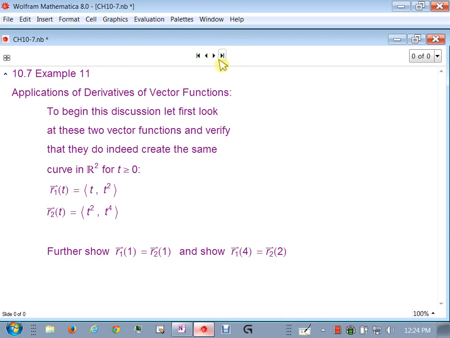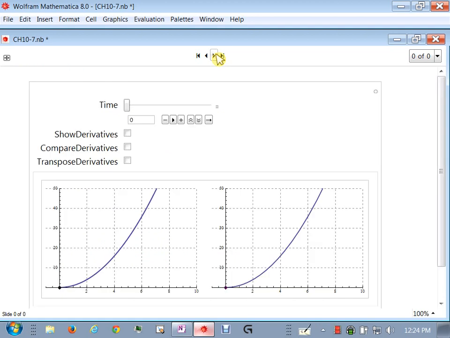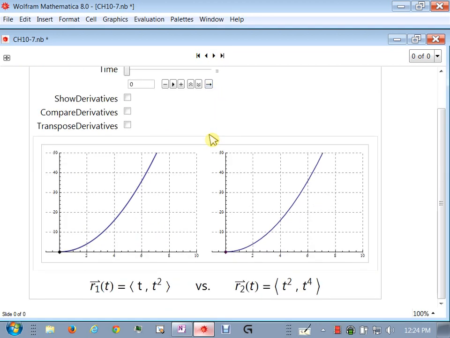Okay, I'm not going to go through all of this because there's a lot here. I'm just going to show you the picture of what's happening. What I have are two vector functions, R1 and R2. They both draw the exact same curve.